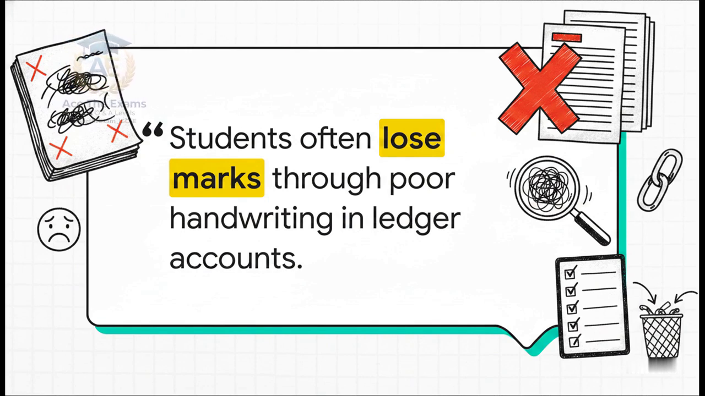If the examiner literally cannot read your ledger entries because your handwriting is too messy, or if you carelessly misclassify a long-term capital expense, like buying a delivery van, as a short-term revenue expense, like paying for the van's gas, your perfect logical flow is totally ruined. Your procedural knowledge means absolutely zero if the examiner can't confidently decipher what you've actually written on the page.